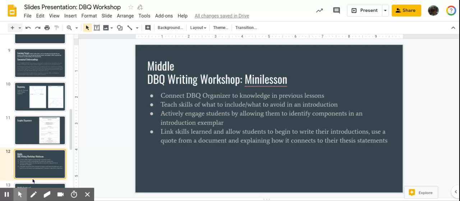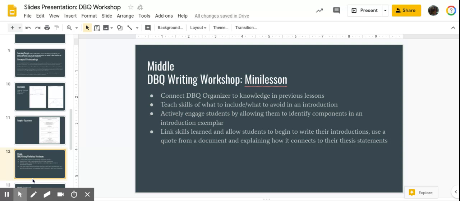So they're given an introduction, and then they have to identify what was discussed in the historical context. Did they address the task? And then also identify that thesis statement and make sure it's just one sentence. It's at the end of your introduction, and it really answers the questions that were given in the task.